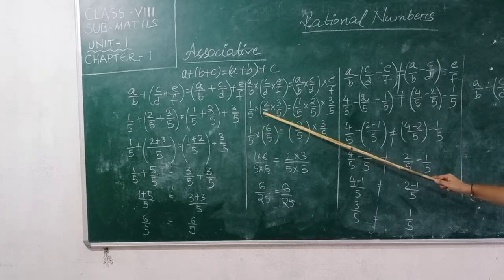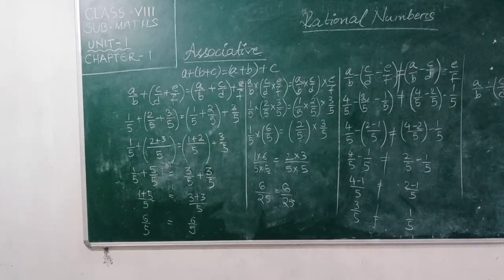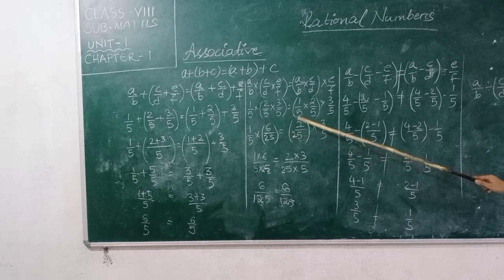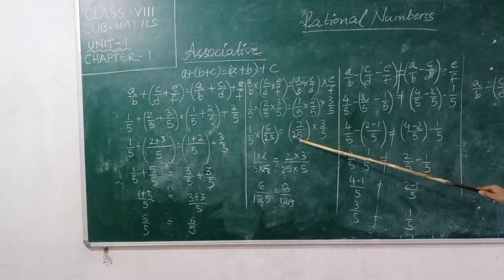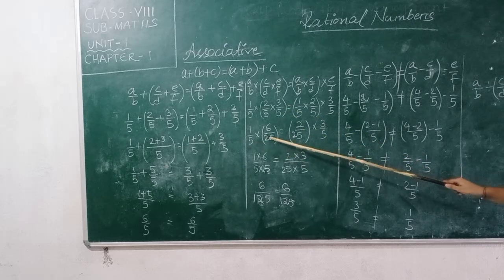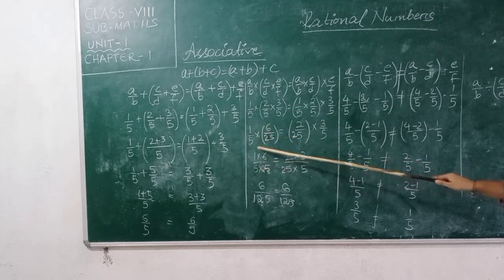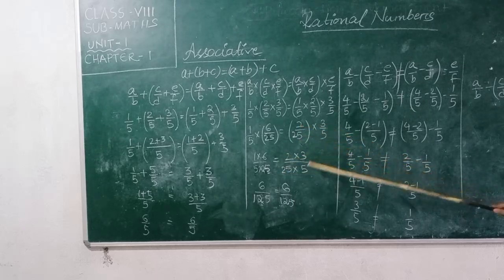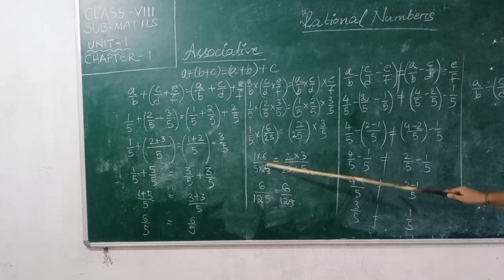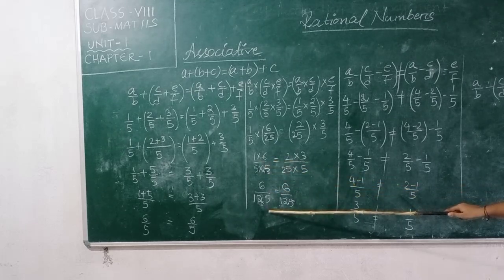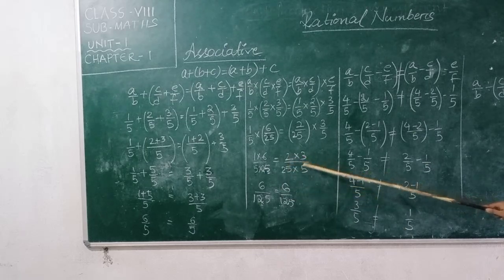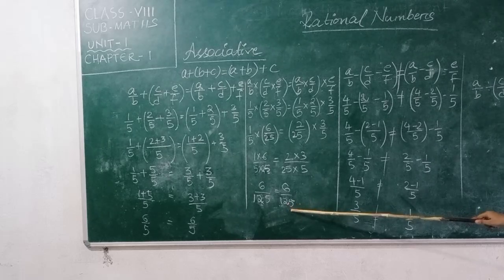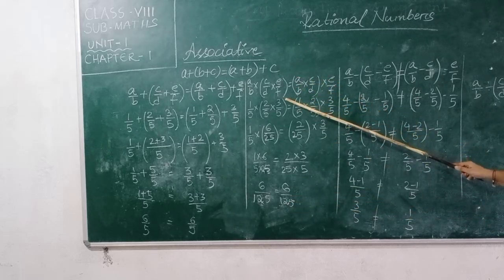So 1/5 into 6/25, equal to, on the other side, 1 into 2 is 2, by 5 into 5 is 25. After bracket solving we can solve these two. So 1 into 6 is 6, by denominator 5 into 25, which is 125, equal to, here also, numerators 2 into 3 is 6, by 25 into 5, which is 125. So here also in this case we got both LHS and RHS equal. So associative property also holds under multiplication.